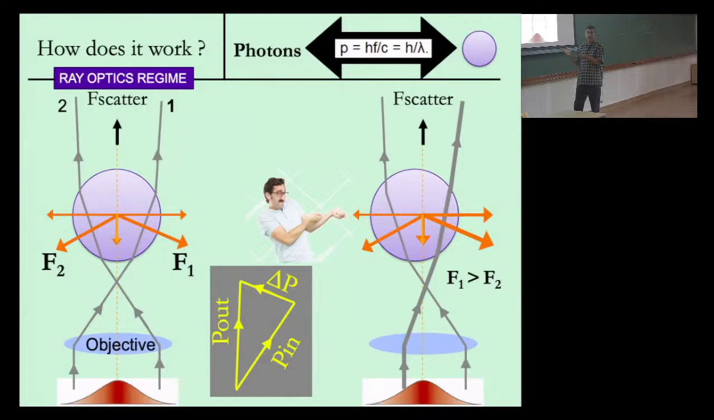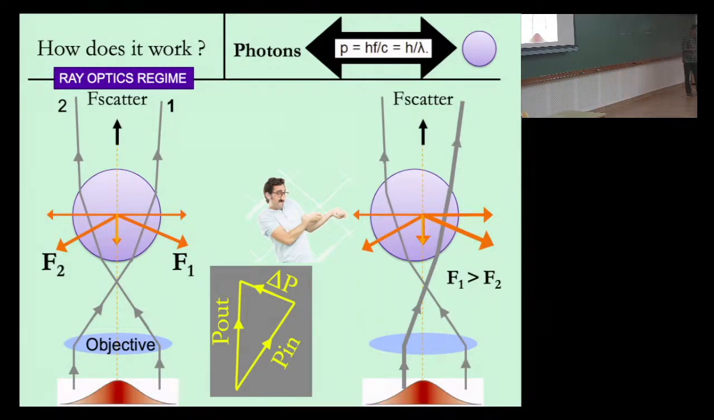It's closer to the center, and therefore you will have an asymmetry. This component will increase as compared to this component, so you will pull it back. And this happens in all directions on this plane. So that is how essentially you trap it in 3 dimensions. Is there any question at this stage, or should I move on?